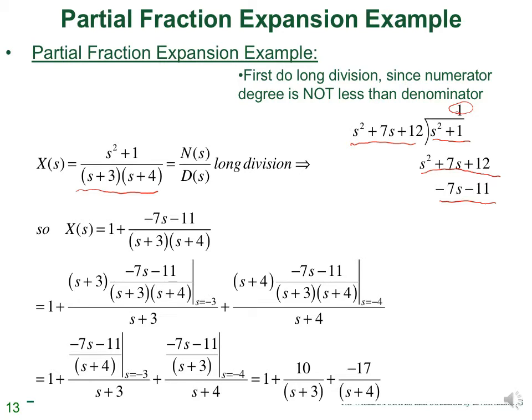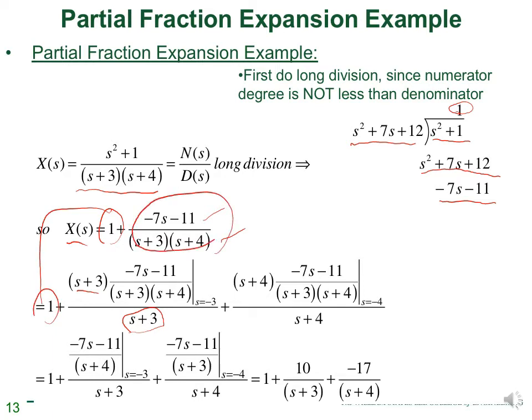Now X of s is rewritten as the 1, which was the term that was divided out, minus the remainder divided by the original denominator terms. Then we can proceed to expand and solve for the coefficients. Oh, by the way, I'm doing the full expansion, so the 1 comes from out front here, and that doesn't change. I'm going to do the partial fraction expansion on the second piece.